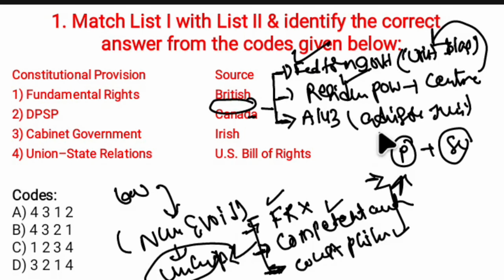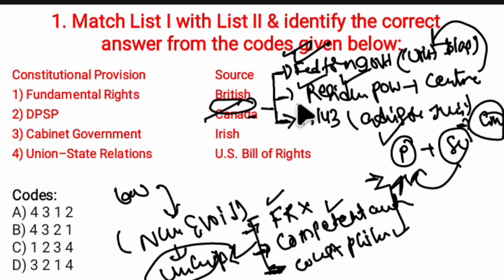So the government of the day has to follow the advice given by the Supreme Court, and it is not compulsory for the Supreme Court to provide such advice, but in pre-constitutional matters it is mandatory for the Supreme Court to provide such advice. So from Canada we borrowed three provisions: federal form of government, residuary powers, and advisory jurisdiction. So all these provisions were borrowed from the Canadian Constitution.